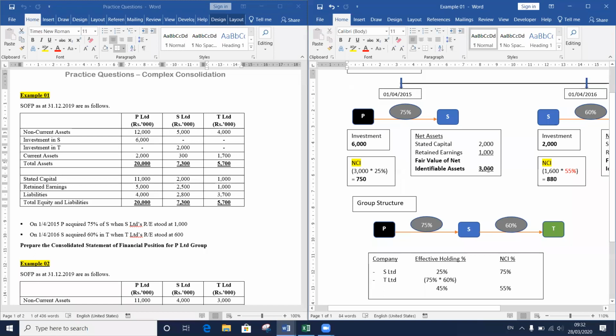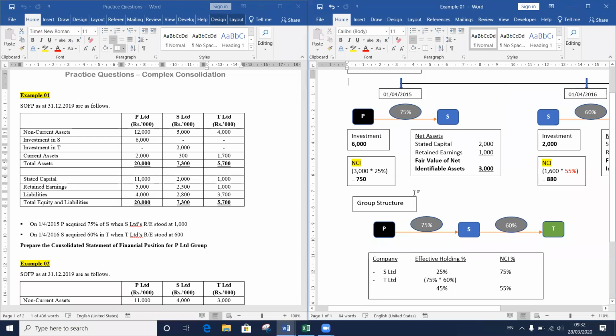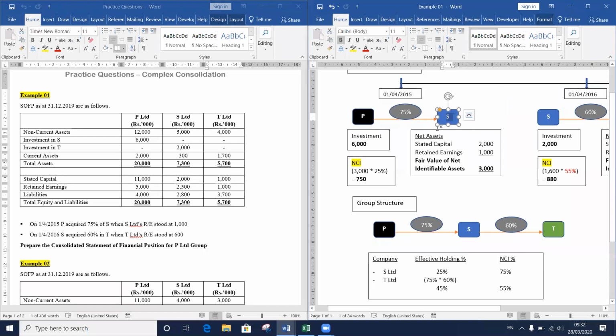Proportionate basis means we consider the percentage of NCI. Percentage of NCI. Based on the NCI percentage we calculate the NCI value, and that is what we call the proportionate basis NCI value. In the proportionate basis, the net assets of the acquired company on the acquisition date are stated capital 2000, and there were 1000 retained earnings, so in total we have 3000.